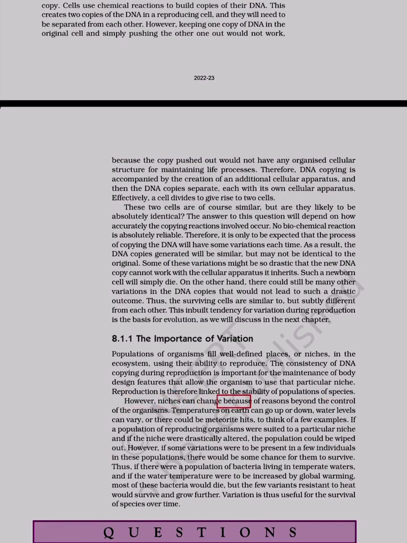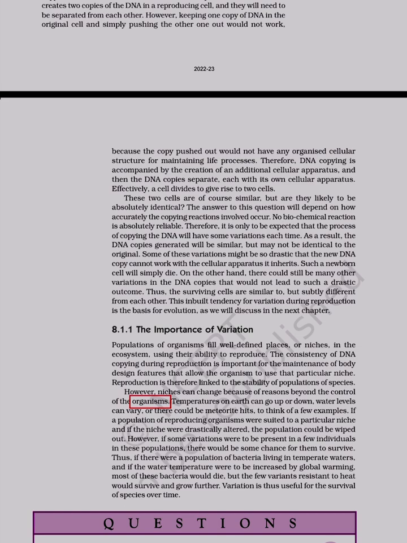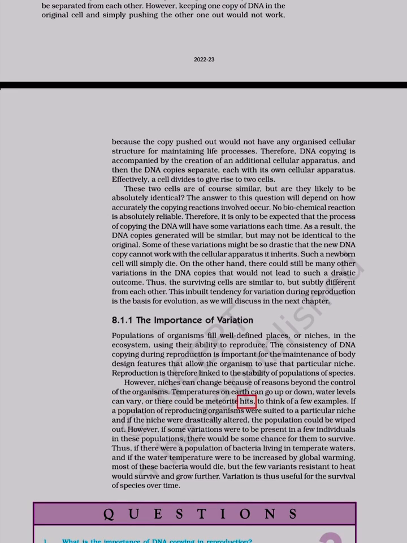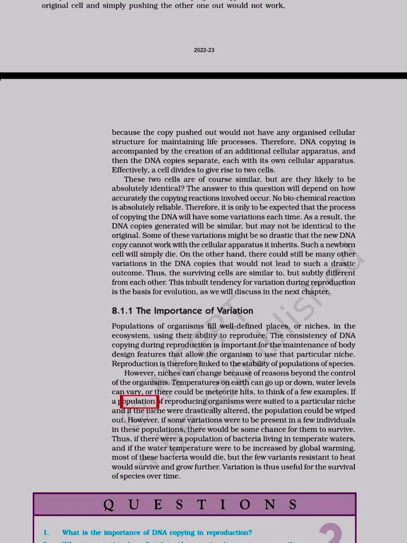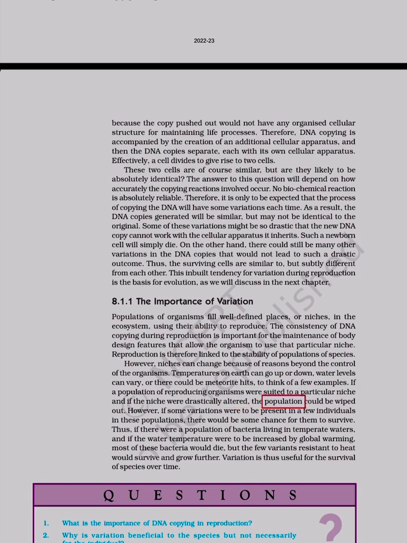However, niches can change because of reasons beyond the control of the organisms. Temperatures on Earth can go up or down, water levels can vary, or there could be meteorite hits. To think of a few examples, if a population of reproducing organisms were suited to a particular niche and if the niche were drastically altered, the population could be wiped out.